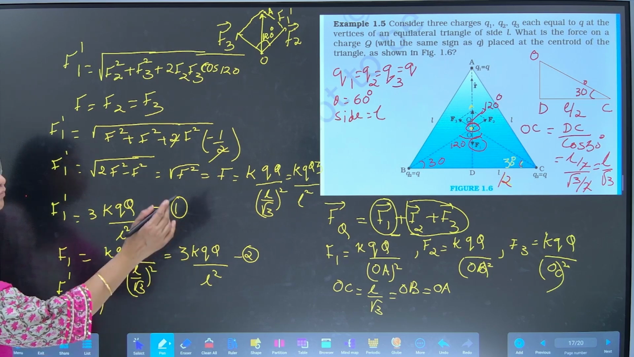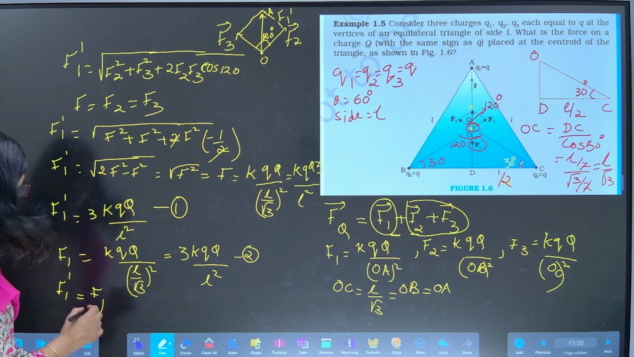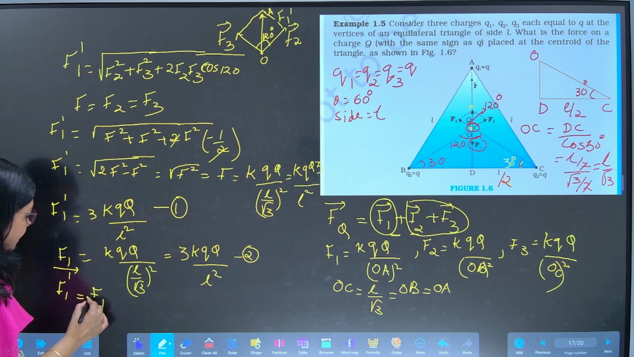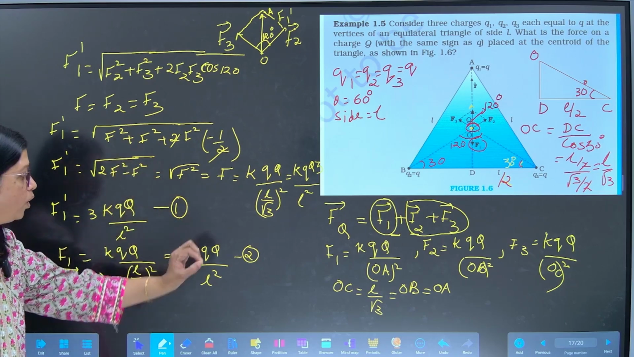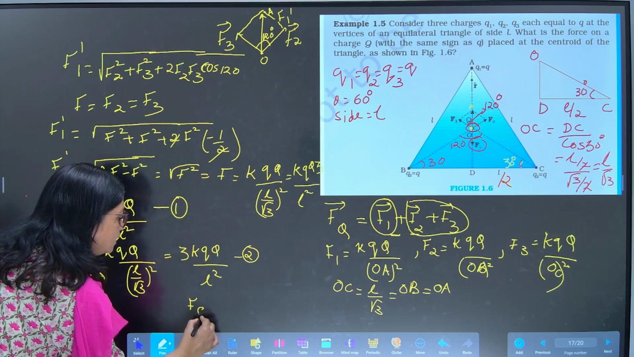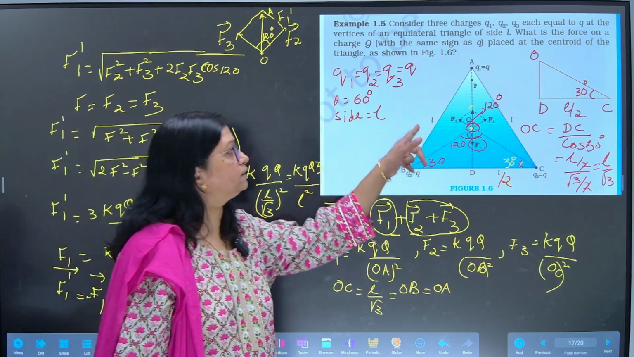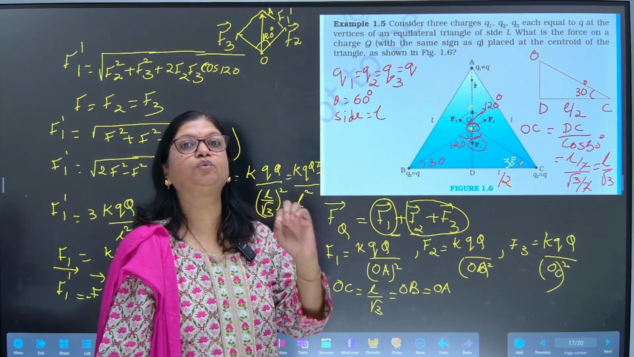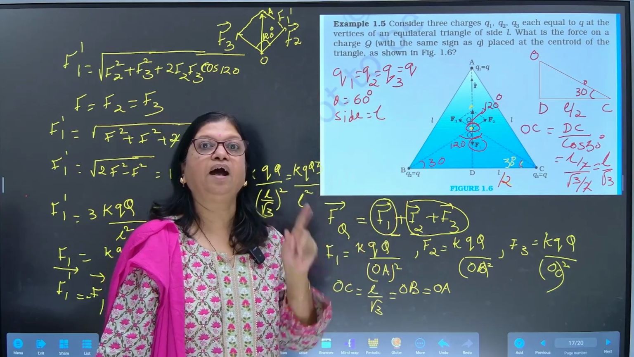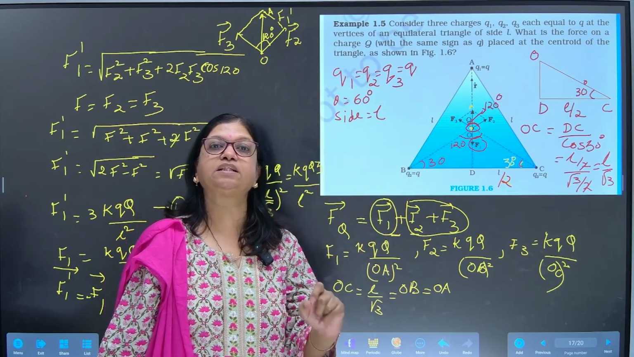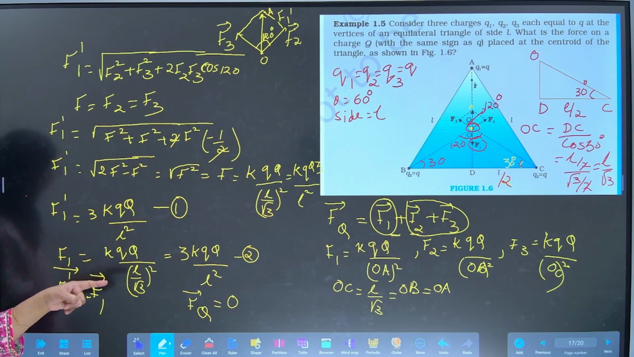But what about the directions as seen from the figure? Both the directions are opposite and their magnitudes are equal. So if I write the vector, then I write it negative F1 dash. So finally, the force acting on the charge capital Q placed on the centroid is equal to 0, because F1 dash and F are equal in magnitude and opposite in direction, as seen from equation 1 and equation 2.